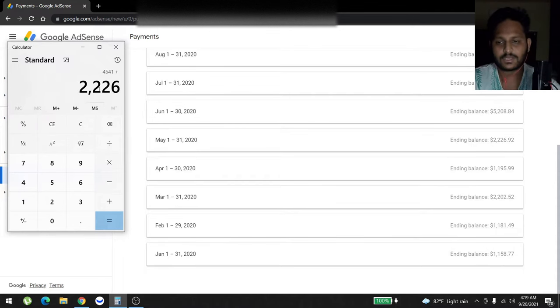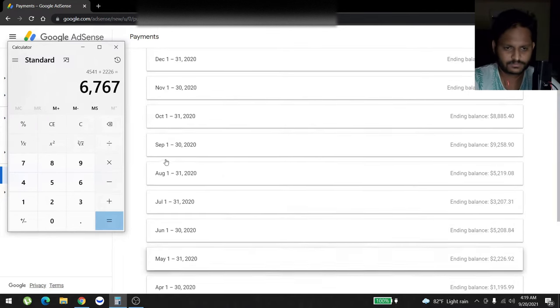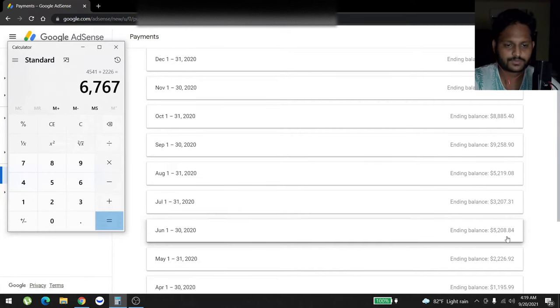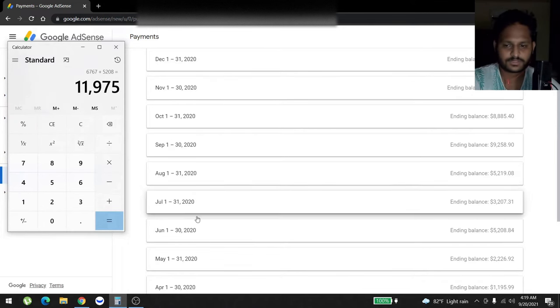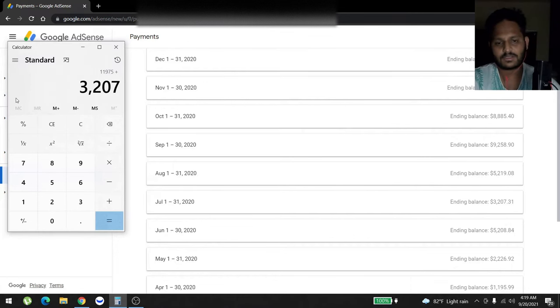At the moment I wasn't sure how to scale, so I was doing a lot of research. This month, I think I spent around $2,500. From June to August, it was summer, so at the time the CPC was kind of low and the earnings were fluctuating a lot.